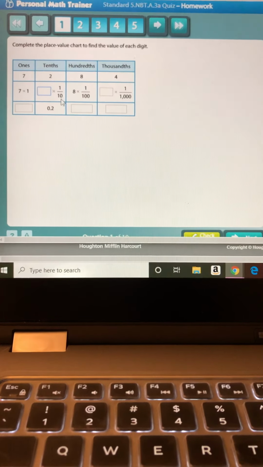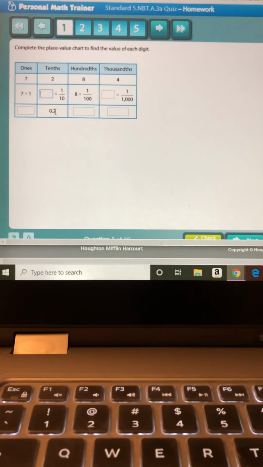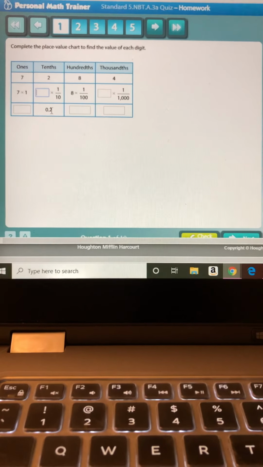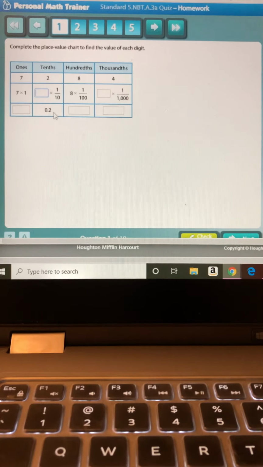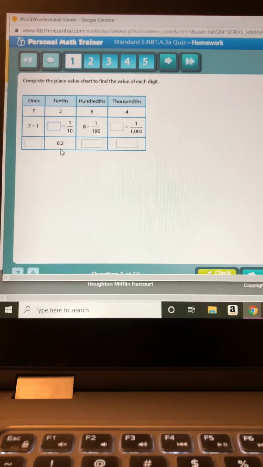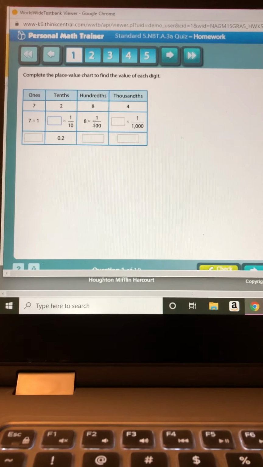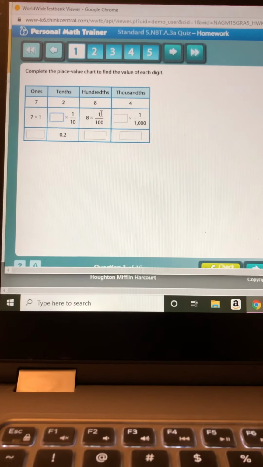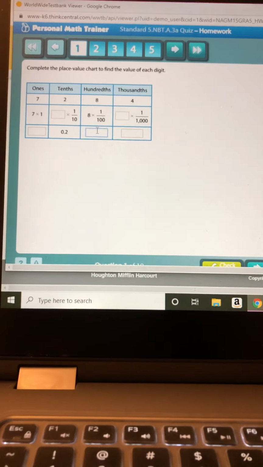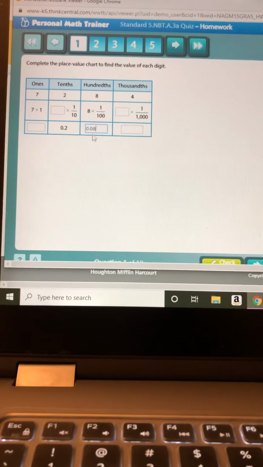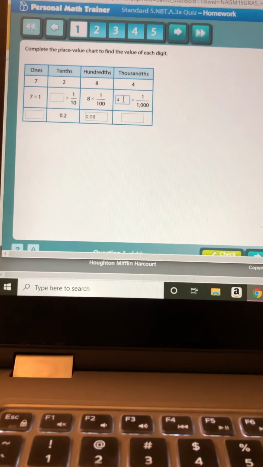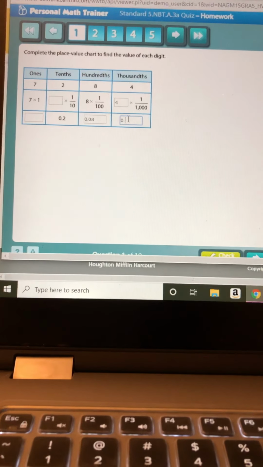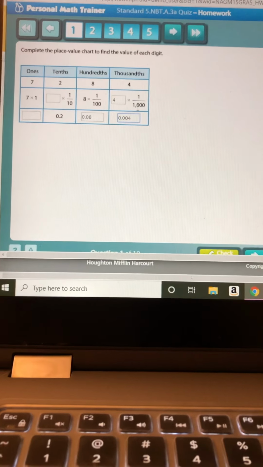2 times 1/10 would be 2/10, because if you multiply a whole number times a fraction, you're going to have a fraction. And 2/10, even though it's written in decimal form, is still a fraction, so you can convert 0.2 to 2/10. Same thing here. If you multiply 8 times 100ths, here you're going to have 0.08 to symbolize 8 hundredths. Here we would put 4, and here 0.004 to show 4 thousandths.